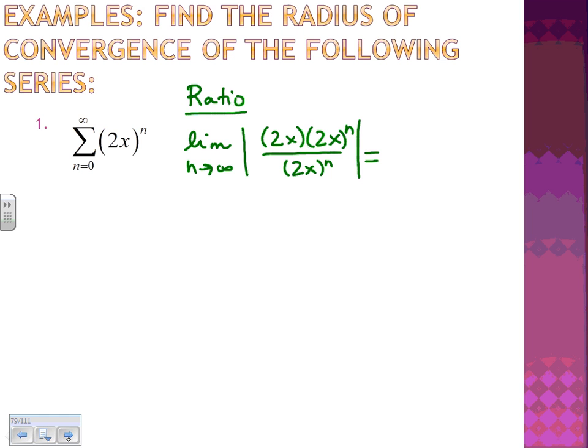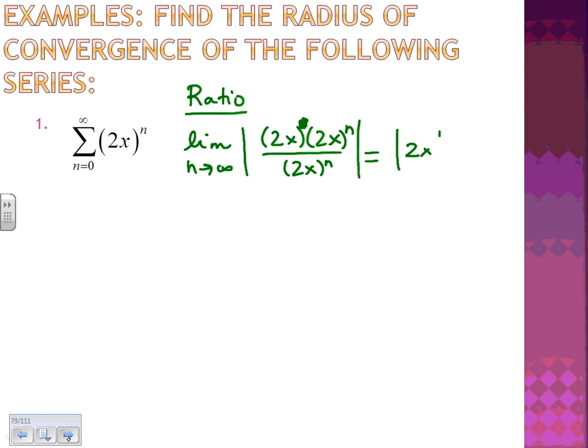Do you guys agree that with the plus 1 I could just pull out the 2x? Whenever I see that plus 1, I just normally do that. If it was plus 2, then I'd write it with a square. Alright, so this is going to be the absolute value of what?